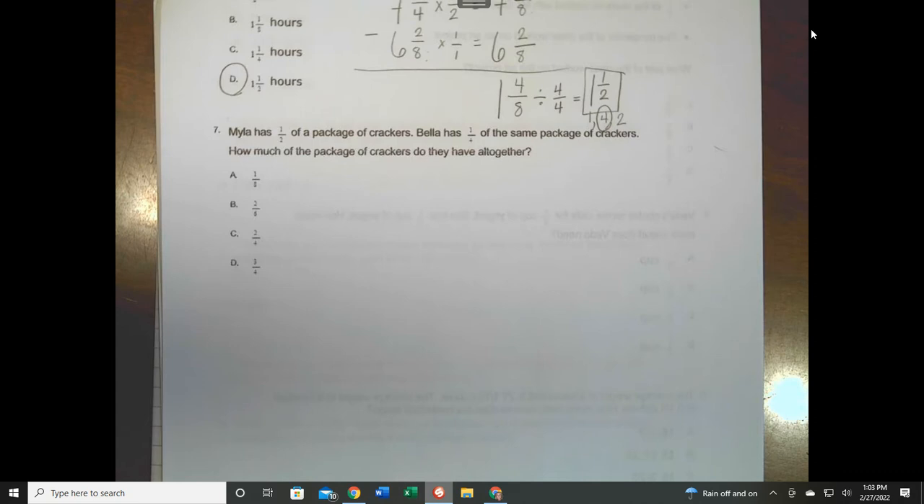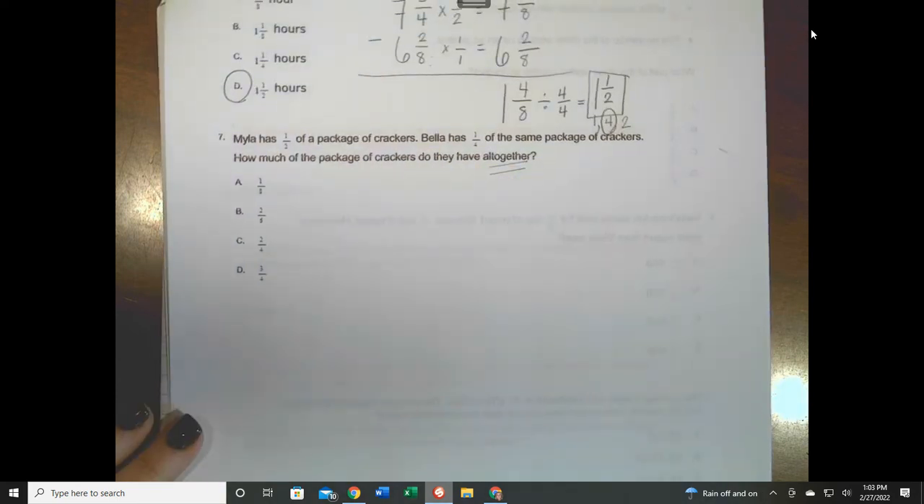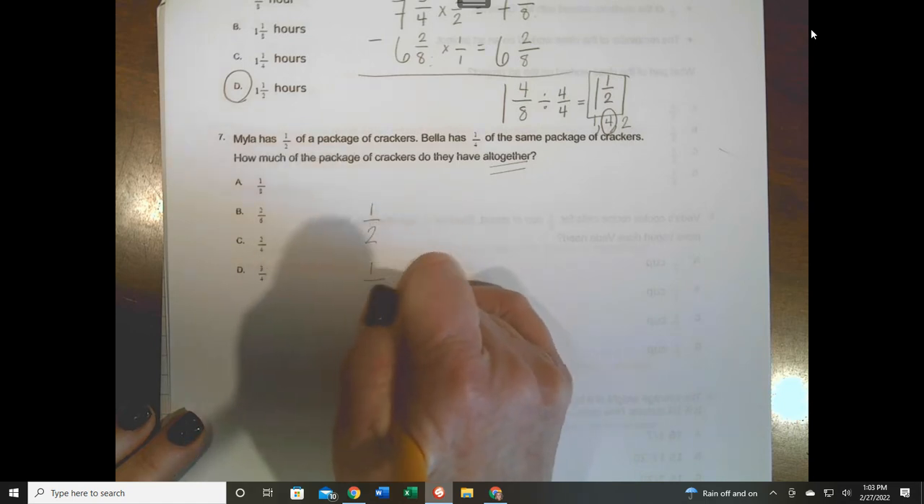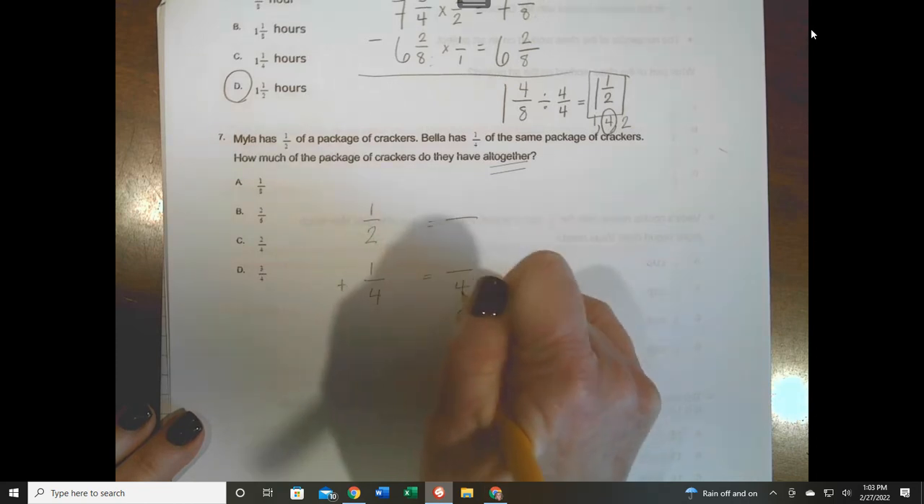All right, number 7. Mila has half of a package of crackers. Bella has 1/4 of the same package of crackers. How much of a package of crackers do they have all together? That is indicative that we're going to be adding 1/2 and 1/4. We need that common denominator. Looking ahead, I know it's going to be 4.